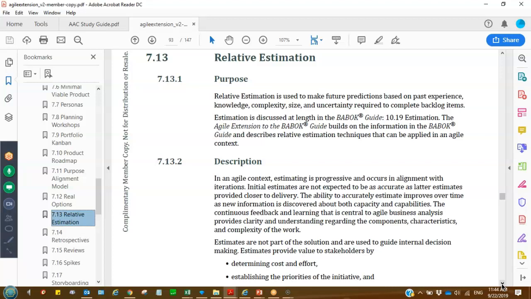Okay, one of the key things that I want to point out here is that in the agile framework, the agile environment, what we're talking about here is not estimation per se, but relative estimation. The goal is to figure out how this compares to other things, either other things that we've done or other things that we have to do.